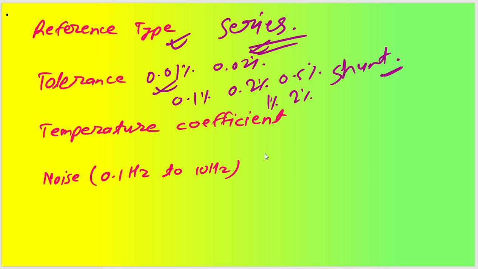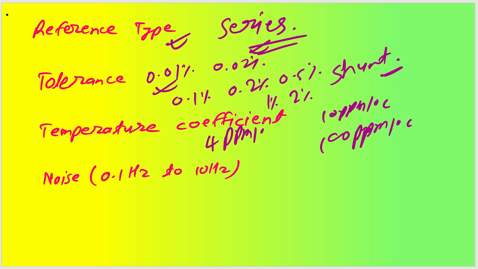Okay. What is the temperature coefficient? Basically it is in ppm. Let's say it is 10 ppm per degree centigrade or 100 ppm per degree centigrade. If it is lower, then it is better. Generally you will have 4 ppm per degree centigrade for very high-end ICs, or 2 ppm per degree centigrade, and lower-end ICs will go up to around 50 ppm or even 100 ppm.